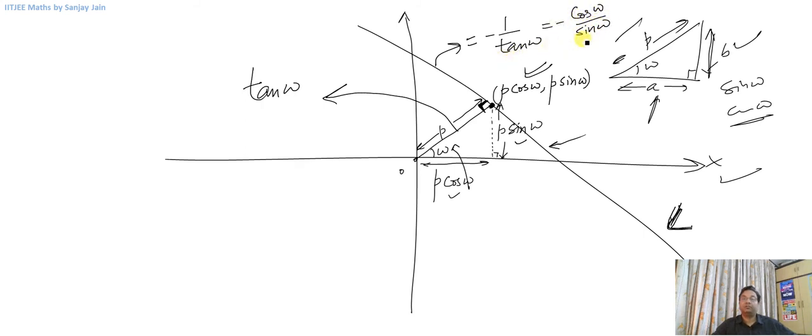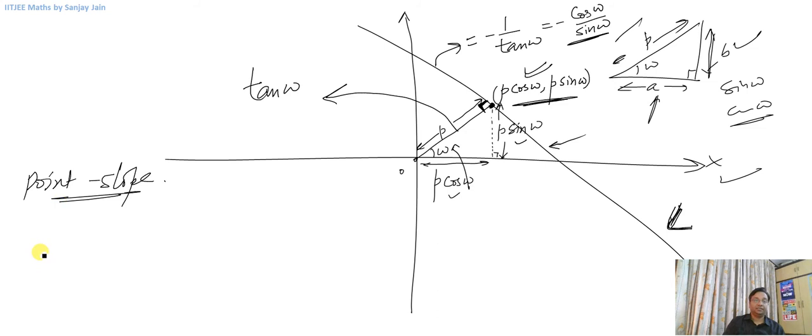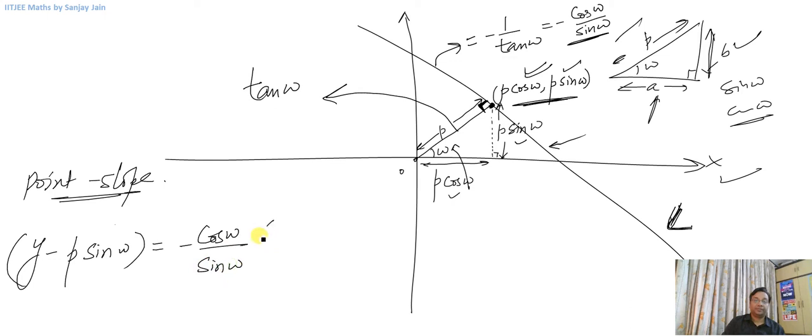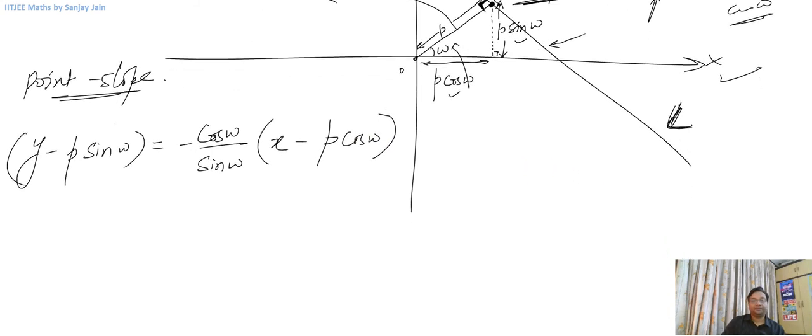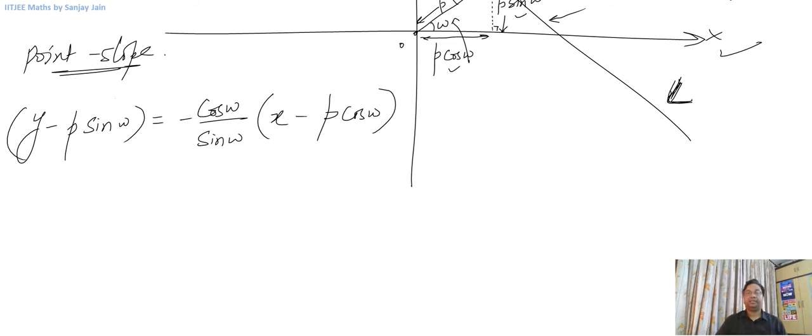So now I've got two information. I've got the slope of line L and one of the points on this line. So point slope form of the line is y minus y naught, which is the y coordinate of given point, that is p sine omega in this case, equals the slope, which is minus cos omega by sine omega, into x minus x coordinate, that is p cos omega. All right, now I'll solve it further and find the equation required.